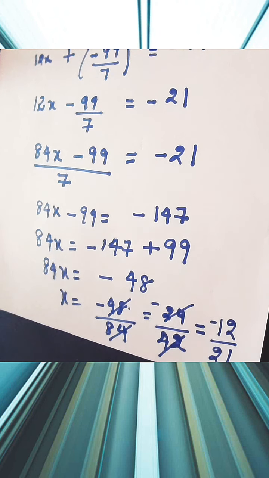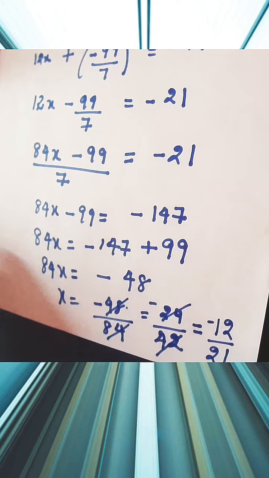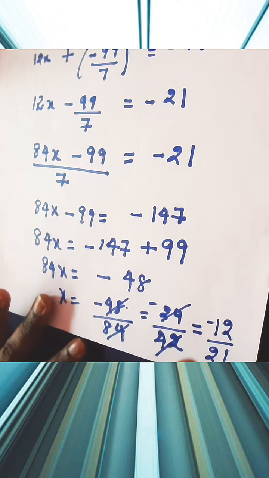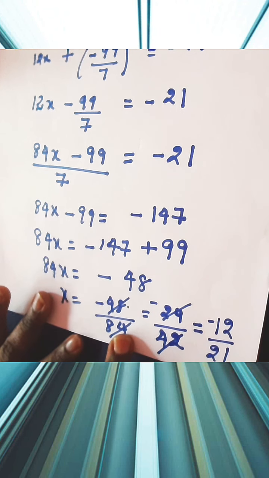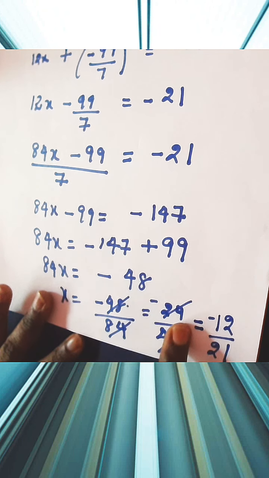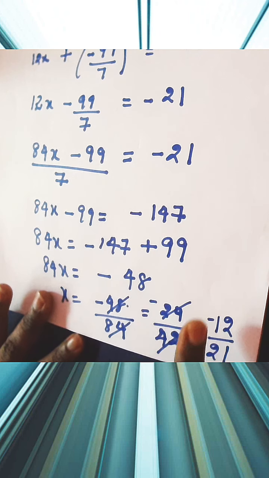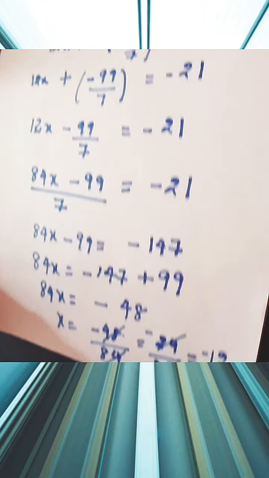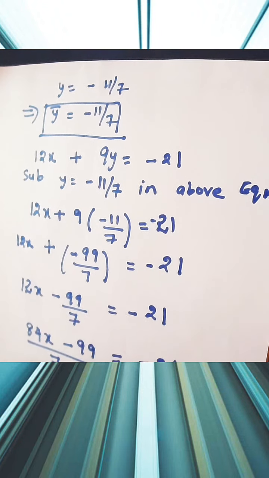If you know it directly, you can do it, but some students will have a problem. That's why I'm doing it step by step. Both should be divisible by the same number. Okay, students? Both are divisible by 2. 48 divided by 2 will give you 24. 84 divided by 2 will give you 42. We already have a negative. Again, both are divisible by 2. It is negative 12 by 21. Are you all following?